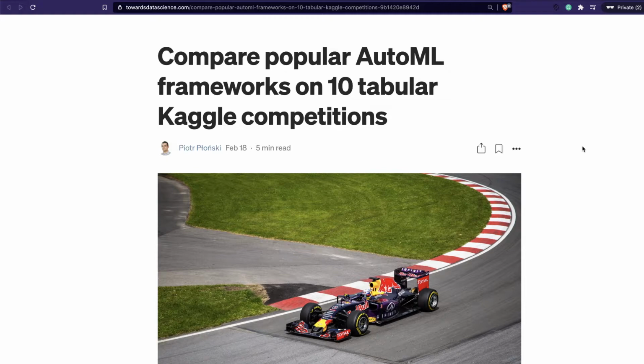So in this article, Piotr Plonsky, who is also the creator of a very popular AutoML framework, has tried to compare AutoML frameworks on 10 different tabular Kaggle competitions. So this video is primarily taking this article and giving you the related information about AutoML comparison.